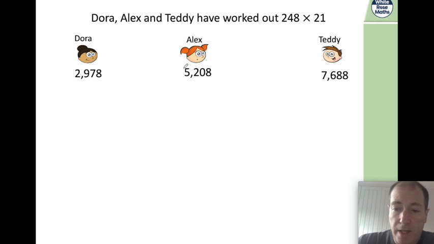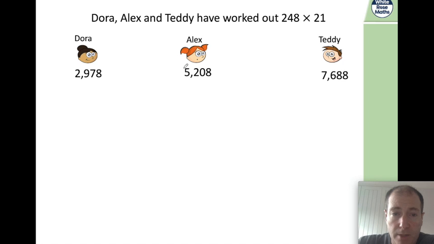Right, let's see how we can put this column multiplication formal method into a worded problem. So there we go, we can see 3 children there, Dora, Alex and Teddy. And what they've all worked out is what they believe the answer is to 248 times 21. Now, we don't want to actually work it out exactly, but could we work out which child is closest to the answer, or who's actually got it right?